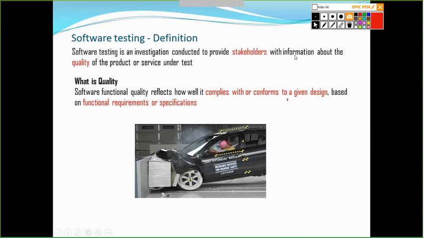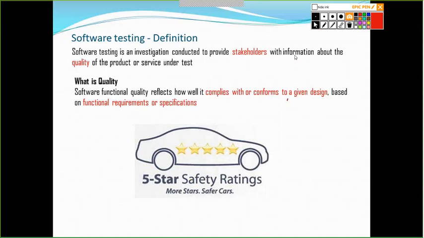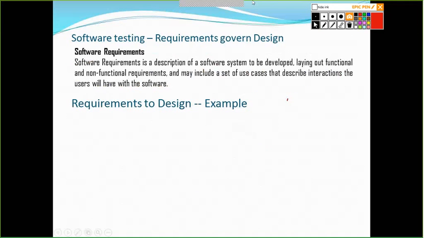Okay. Put a car as an example. This is how they test the quality of the product. They test the quality of the car, and then they give a 5-star rating based on how well the quality of the car complies to the given specifications. Right. The next thing we are going to see here is requirements govern design.